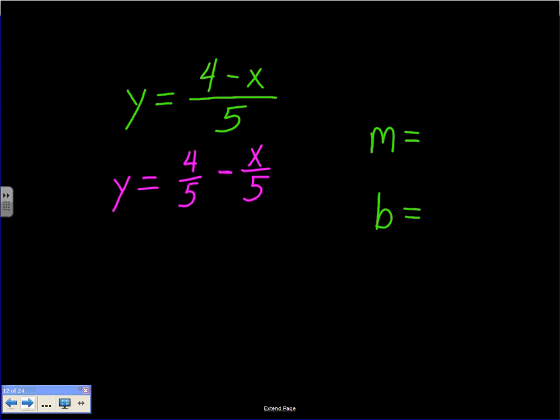We should rewrite this so that it says y equals mx plus b. So y is equal to, well, we know there's an invisible 1 in front of that x. So y is equal to negative 1/5, put the x off to the side. And the y-intercept is a positive 4/5. So our slope is negative 1/5. Our y-intercept is positive 4/5.